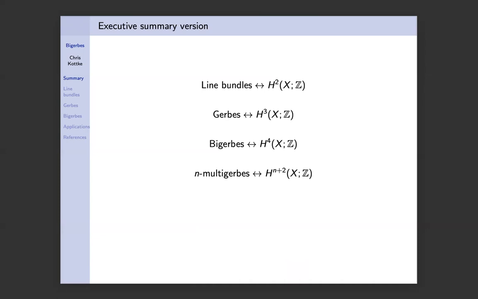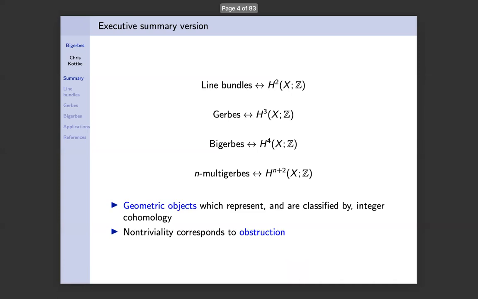There are versions of these that will exist for every n, but I'll focus on the case of bigerbes for today, degree 4 cohomology. So what do I mean by this relationship? What is this relationship? They're meant to be geometric objects in some sense that represent and are classified by integer cohomology.